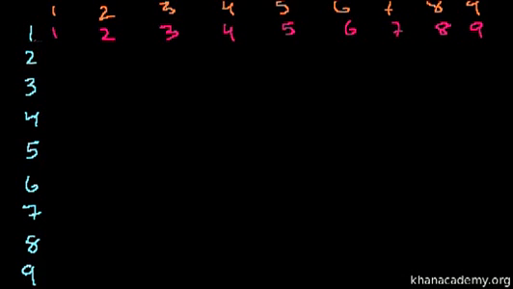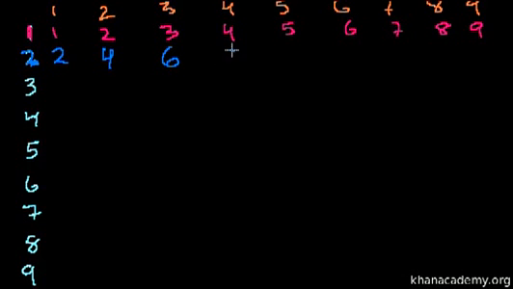Fair enough. Now let's do the 2 times tables. I'll do that in a darker blue. What's 2 times 1? Well, that's 2. It's the same thing as 1 times 2. Notice these two numbers are the same thing. What's 2 times 2? That's 4. 2 times 3 is 6. We just did this. Every time you multiply by a higher number, you just add 2.